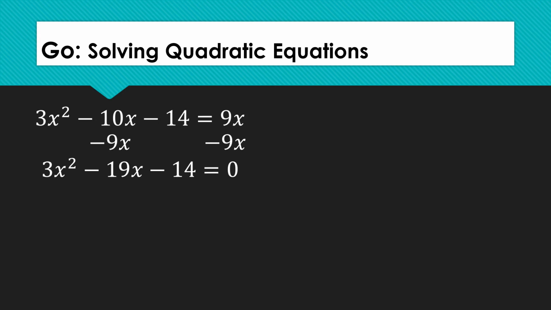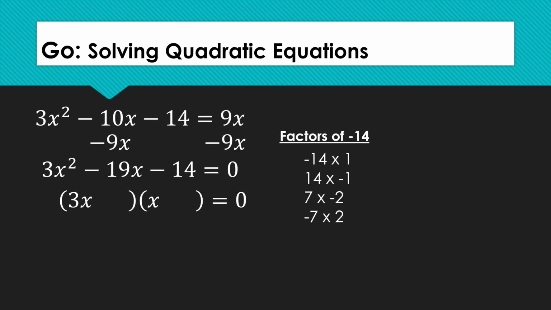Next, we're looking for our linear factors. We know that the first terms in each of our factors must have a product that's equal to the first term in our quadratic equation. So 3x times x gives us the 3x squared. We know that the last two terms in our factors must have a product that's equal to the last term in our quadratic, the negative 14. So we're looking for the factors of negative 14.